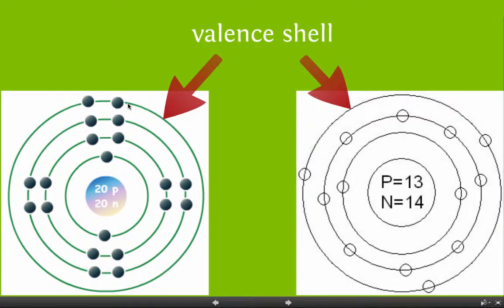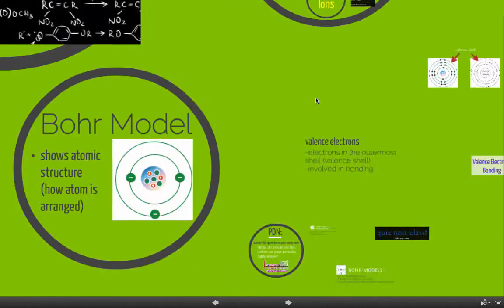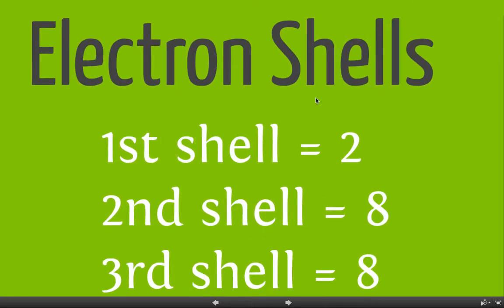So in this valence shell, there are two valence electrons. In this valence shell, there are 1, 2, 3 valence electrons. Keep these numbers in mind as we talk about bonding. Remember 2, 8, 8. If those shells are full, that means that atom has a full valence shell. And just keep that thought in the back of your head. We'll talk about that more in a second.